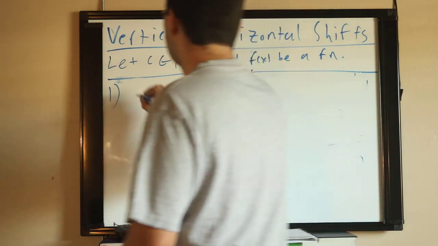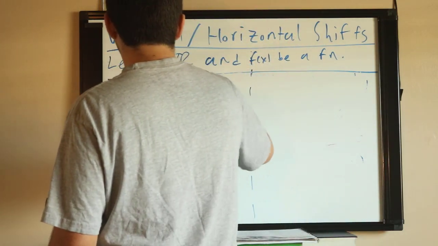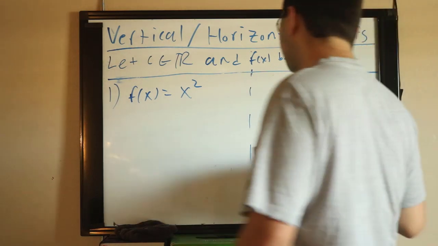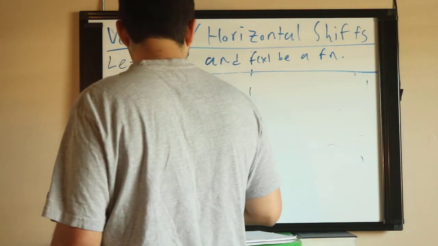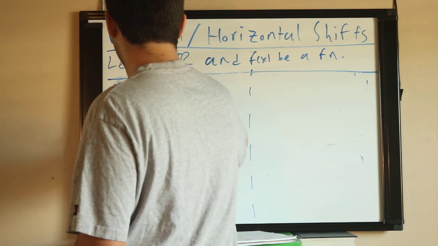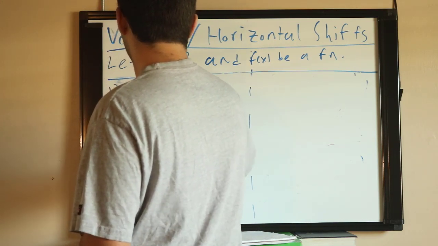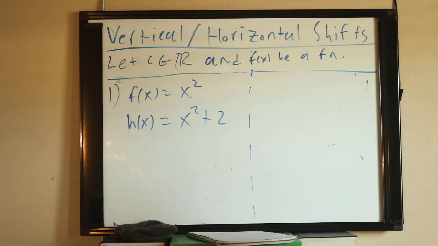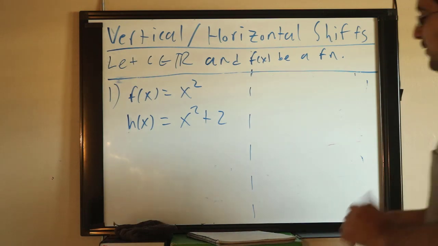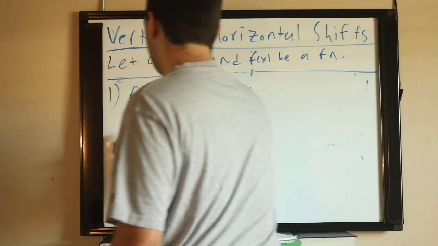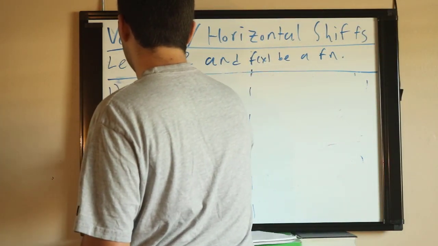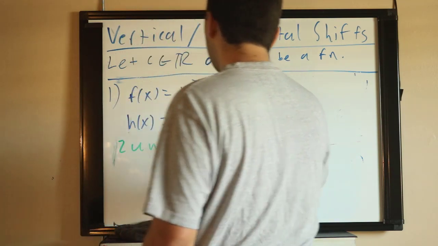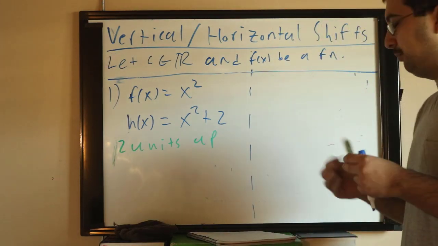Alright? So let's take f of x to be x squared. Then if I take h of x is x squared plus 2, this is 2 units up, right? We are moving our graph 2 units up.